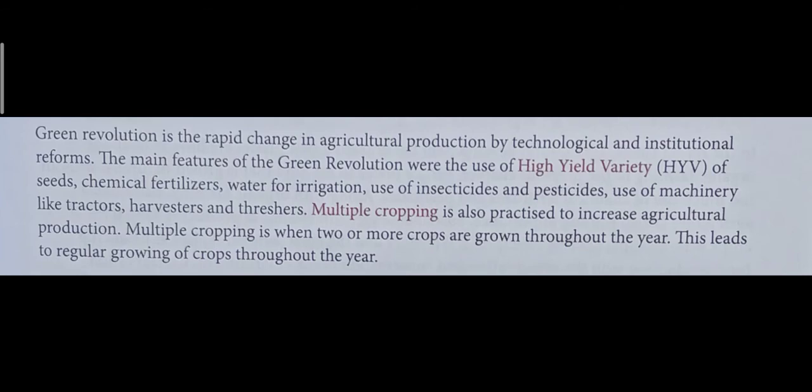Multiple cropping is also practiced to increase agricultural production. Multiple cropping is when two or more crops are grown throughout the year. This leads to regular growing of crops throughout the year. So what is multiple cropping? Multiple cropping means when two or more crops are grown throughout the year. This is known as multiple cropping, and this leads to regular growing of crops throughout the year.